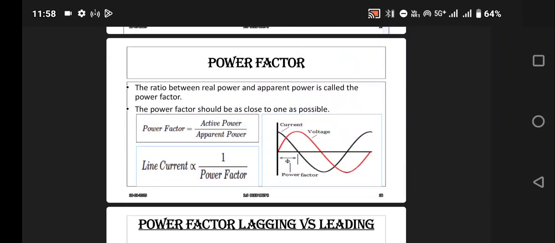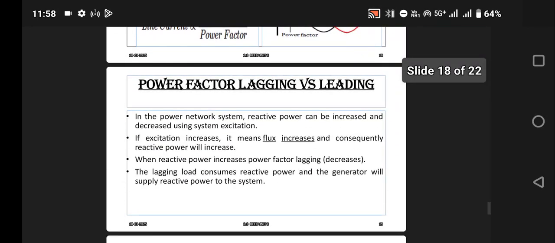What is meant by power factor? The ratio between real power and apparent power is called power factor. The relationship between power factor and line current is inversely proportional to each other. There are three power factors: unity power factor, leading power factor as well as lagging power factor.